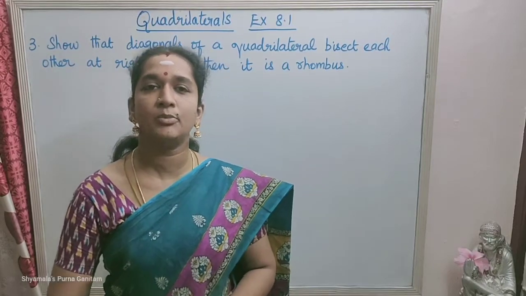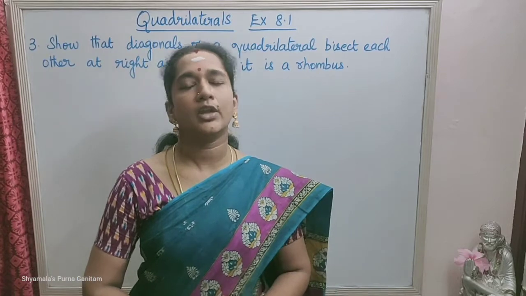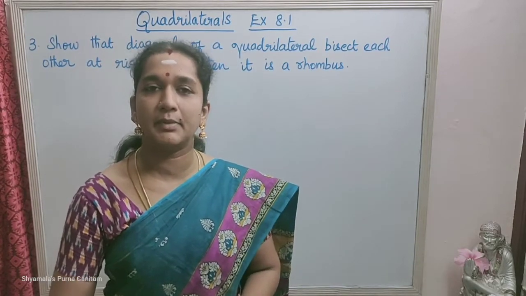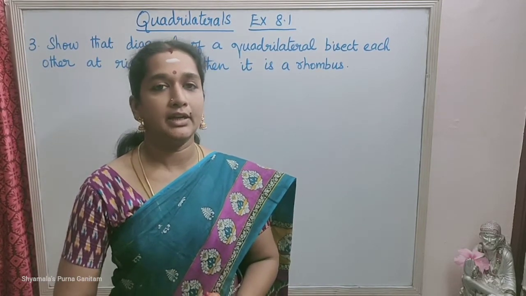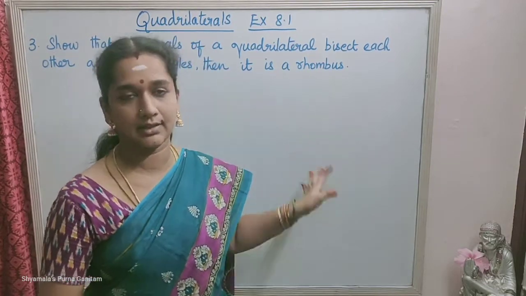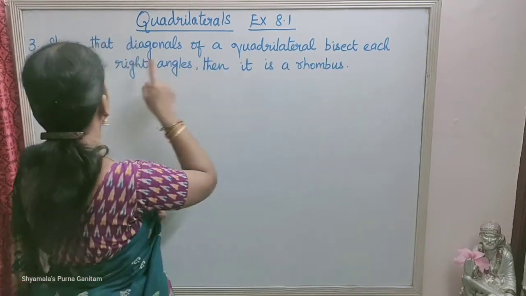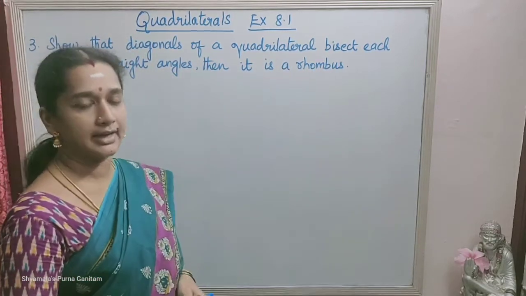Students, in this class I will be doing class 9, 8th chapter, Quadrilaterals. I have already explained the properties in my previous video, and two sums I have already completed. Now I will be doing the third sum. Show that the diagonals of a quadrilateral bisect each other at right angles.